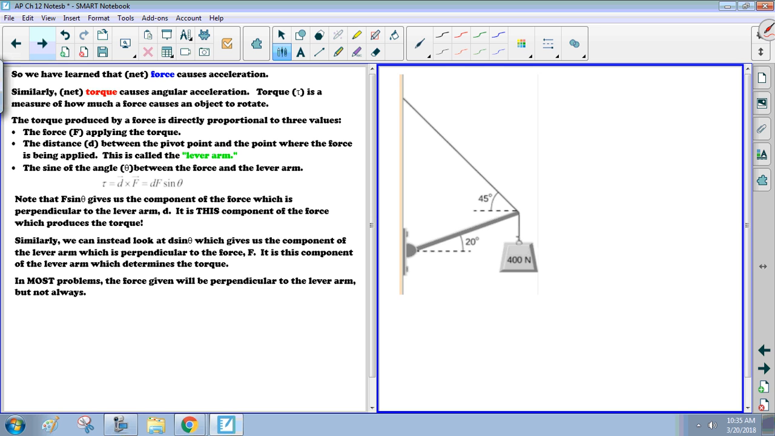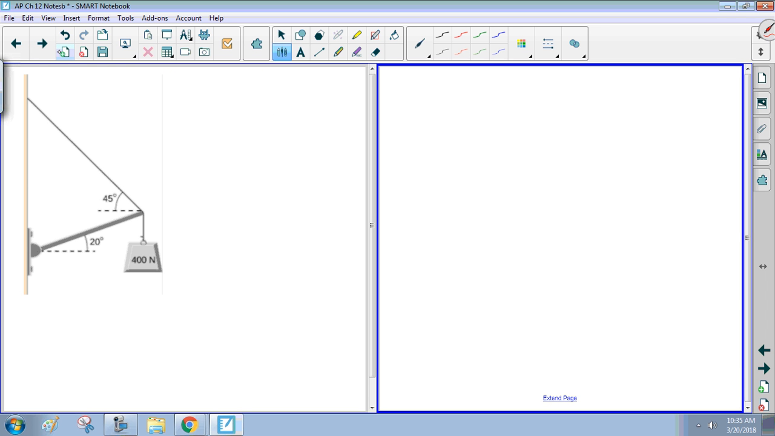So let's solve this thing. When I say solve this, what I want to do is find all the unknown forces. What we've got here is a beam, which we're going to assume is massless to keep things simple, with a 400-newton weight hanging from one end. This end is attached to the wall by a little hinge. And then this is a rope that goes up and ties to the wall. Questions about just what is going on here?